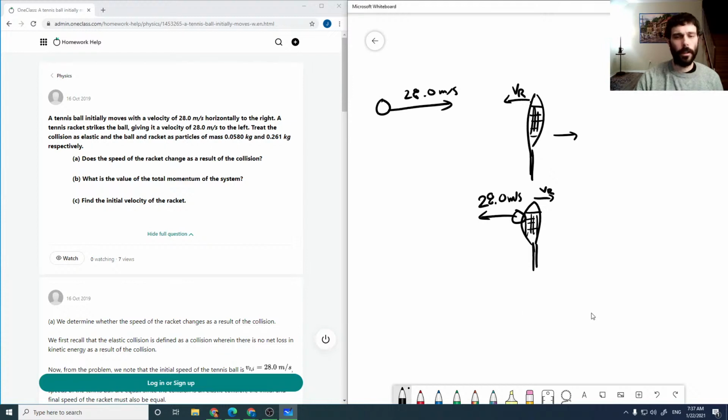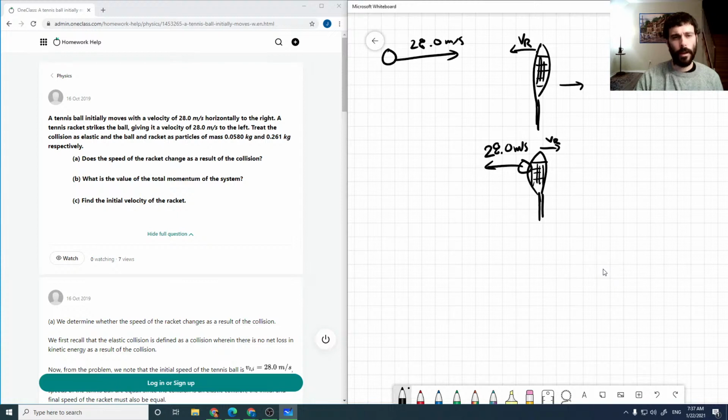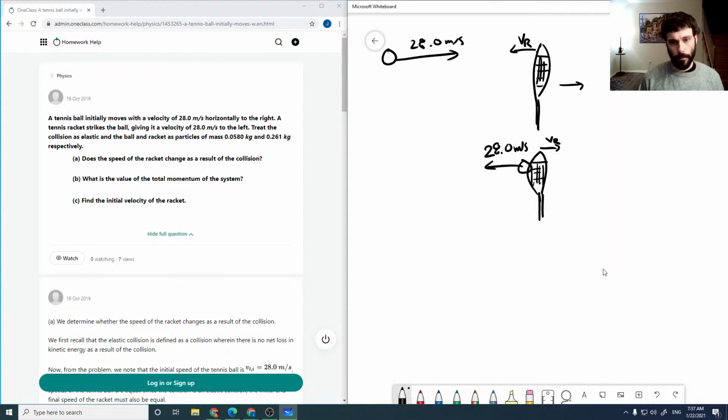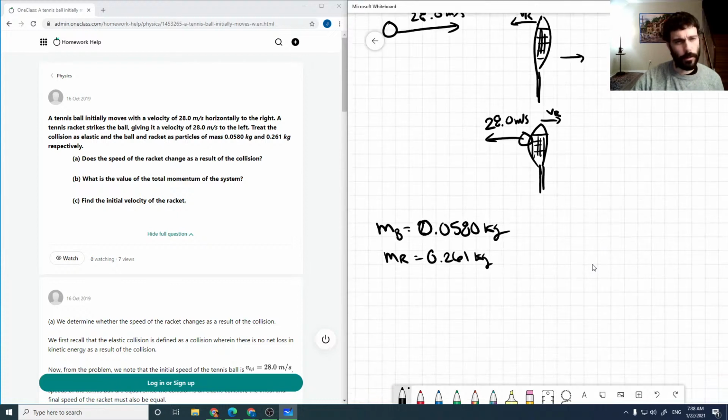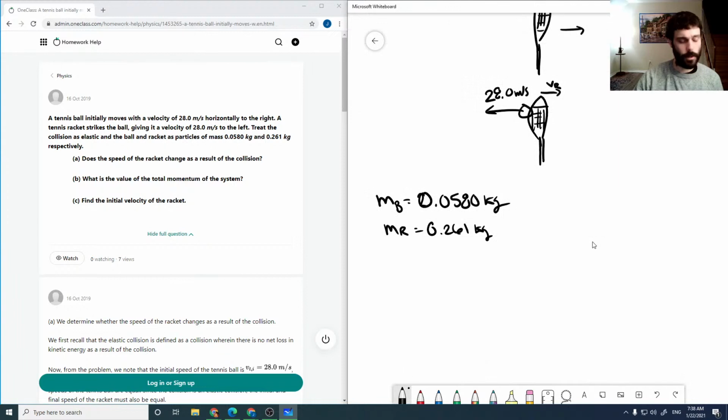So if we treat the collision as perfectly elastic, and we treat the ball as a particle of mass 0.0580 kilograms, and the racket as one of 0.261 kilograms, the first question is, does the speed of the racket change as a result of the collision?